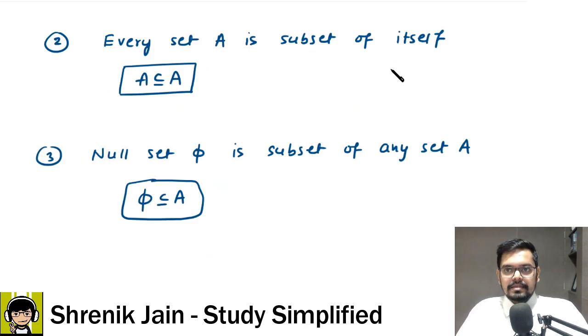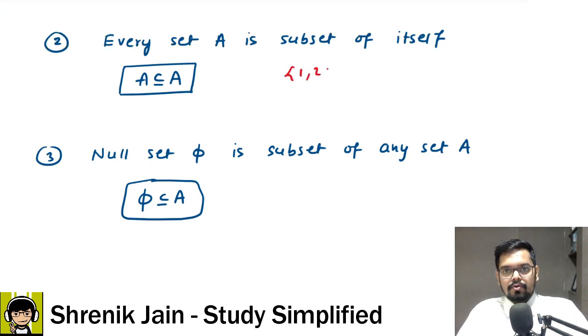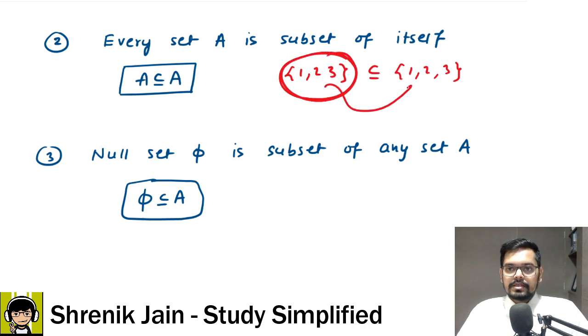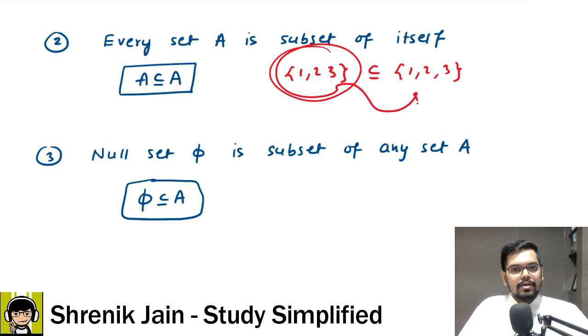Every set A is a subset of itself, which means every set is a subset of itself. Suppose I have a set which is {1, 2, 3}. Can I say this set is a subset of itself? Definitely, use the definition and check. Every element of LHS is present in RHS. Therefore, LHS is a subset of RHS. Hence, every set is a subset of itself.